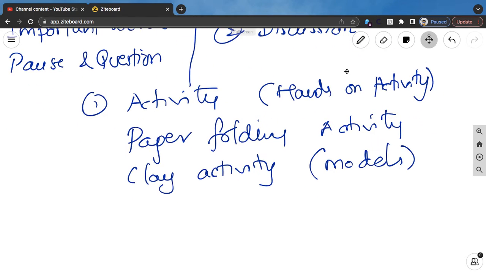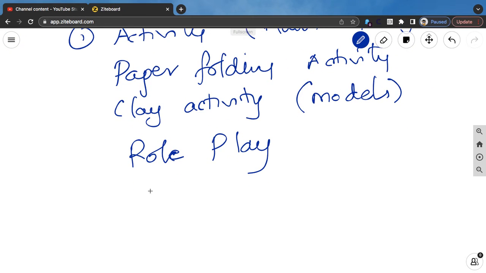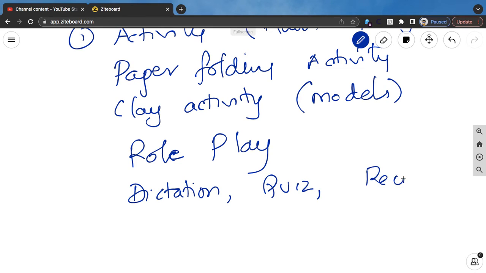Or in history, you give them a role play. So you teach them about some historical event and you give them a chance to role play it, have characters and explain. In English class, you can either have a dictation, you can have a quiz, you can have a poetry recitation, you can have a storytelling.